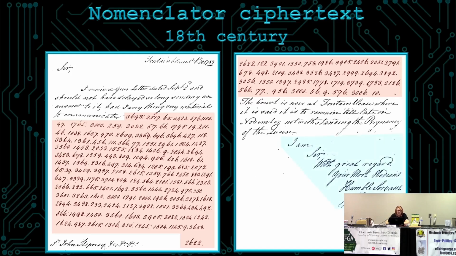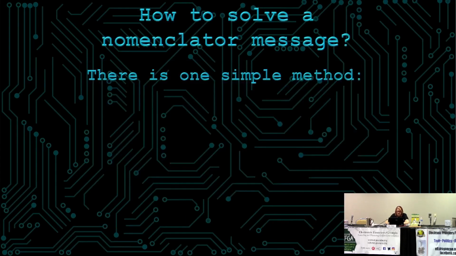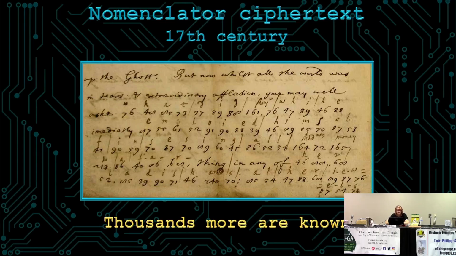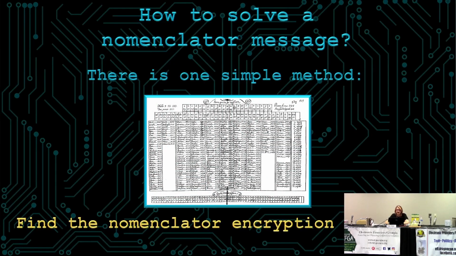So let's see. Here's another ciphertext that's written again with clear text at the beginning, and then you have the numbers that start there. Above each of the numbers, someone has written the letters that equate to that particular number. And as I said, there's thousands. So how to solve a nomenclator message? One simple method: find the table, or find the one who's recreated a table.